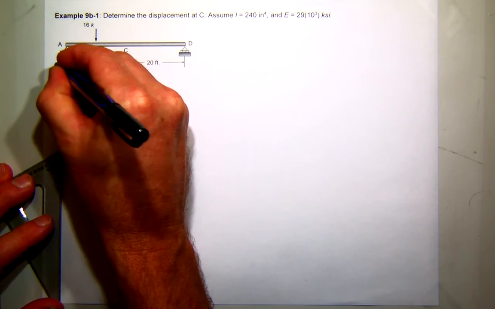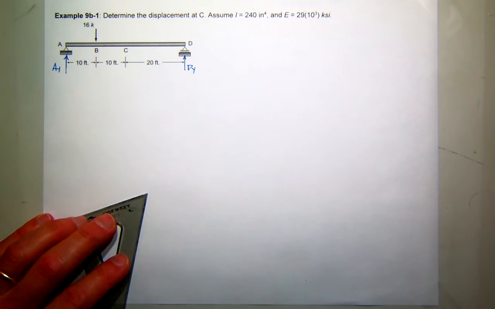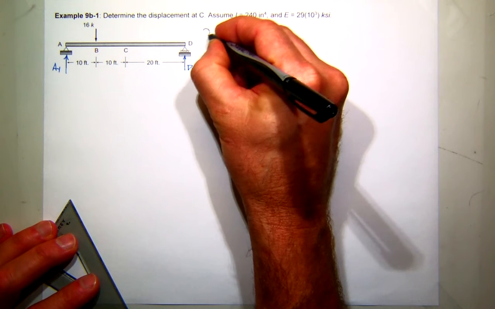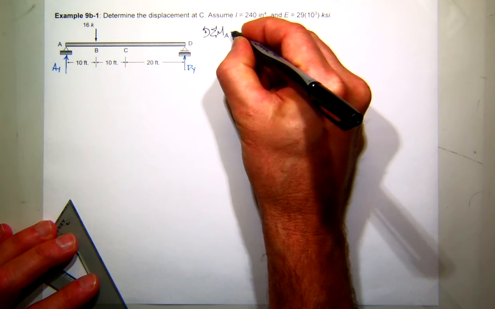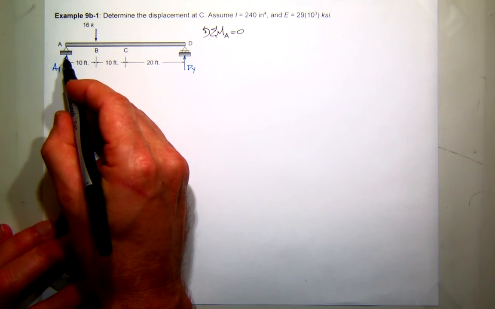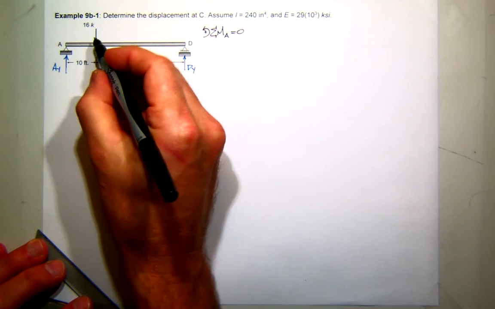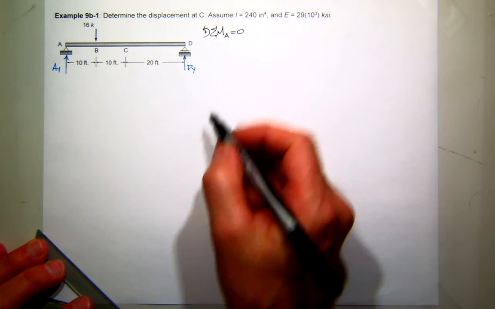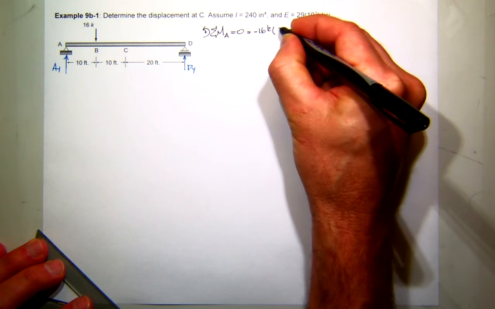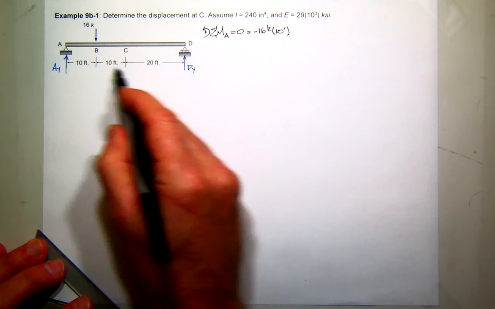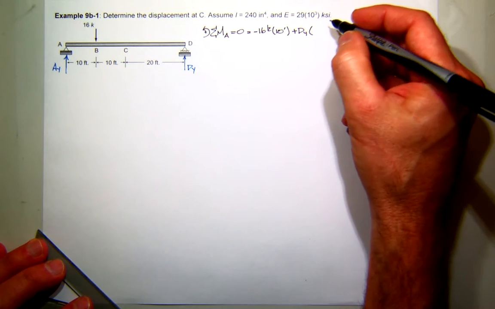So I'll have my AY reaction and DY, and let's find those reactions. I'll assume right-hand rule for my sign convention, and I'll sum moments at A. Make sure they're in equilibrium. So summing moments at A, I should be able to find my DY reaction. The 16 kip force creates what kind of moment about A using this sign convention? Right, negative. So I've got 16 kips times a moment arm of 10 feet.